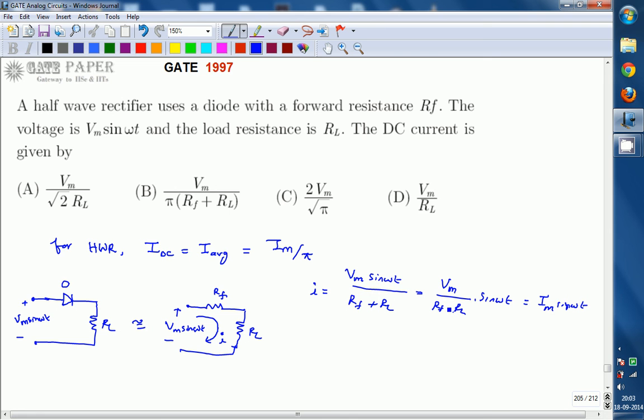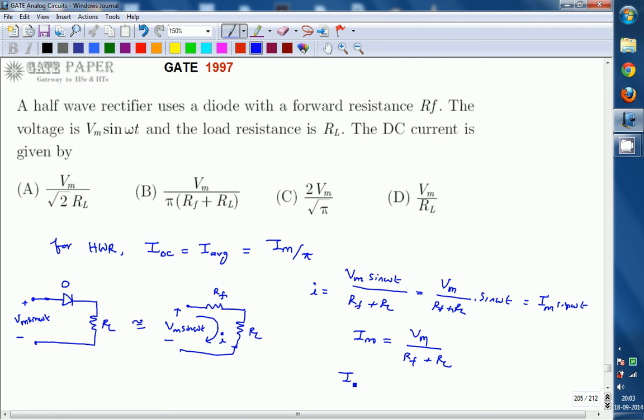Since maximum means sin 90, which will be taken as 1. The sin value has a maximum of 1, so 1 into this value. So Im, the maximum I, is equal to Vm by RF plus RL. We can write it as Im is equal to Vm divided by RF plus RL.